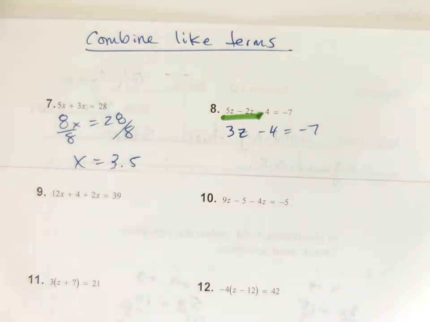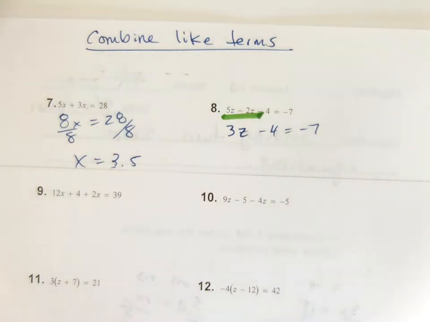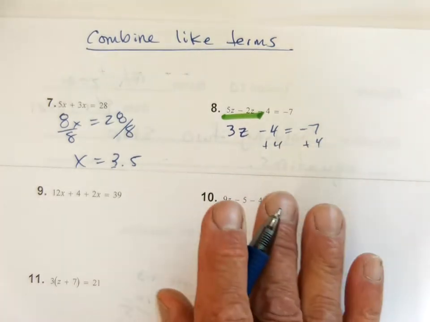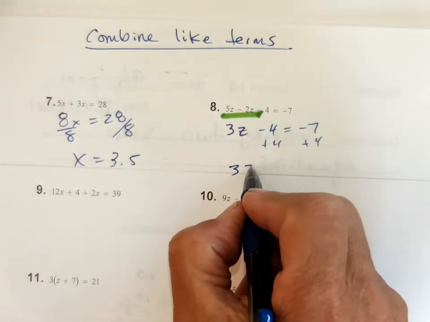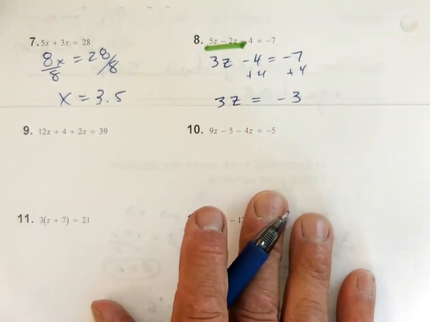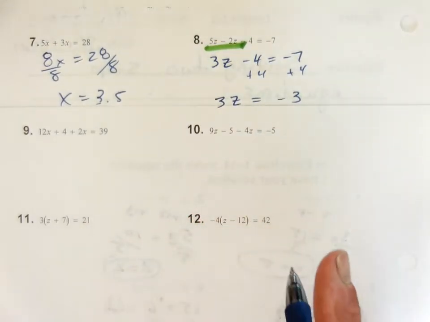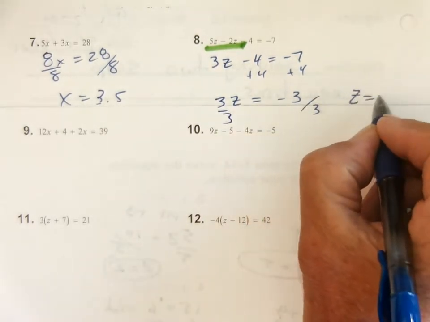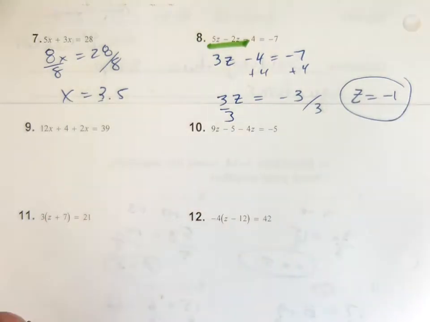Plus 4, plus 4. Get rid of the 4 first, because it's on the outside. 3z equals negative 3. Divide by 3, divide by 3. Negative 1. Okay, thumbs up on that one.